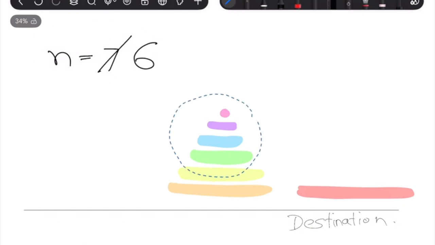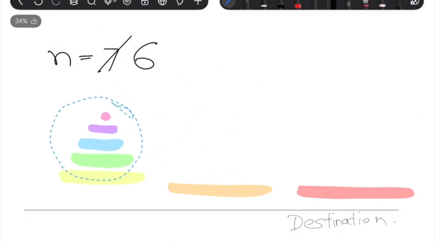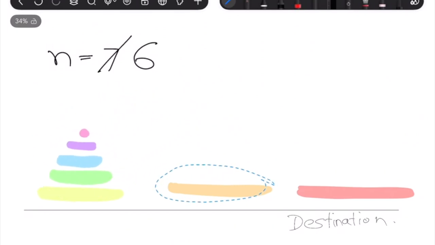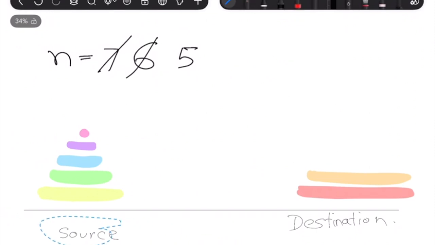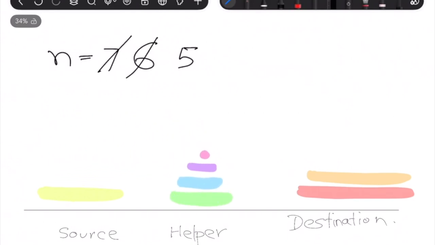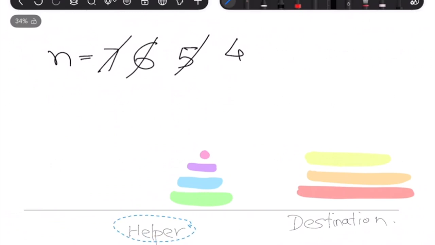Now, we need to move n minus 1 rings, that is 5 rings in this case, from source to helper, and the largest, 6th ring, to destination. Again, now our n has become 5, and this is our new source, and this is our new helper. Again, we need to move n minus 1 rings, that is 4 rings, from source to helper, and the largest, 5th ring, to destination. Next, now n is equal to 4. Again, this is our new source and this is our new helper.